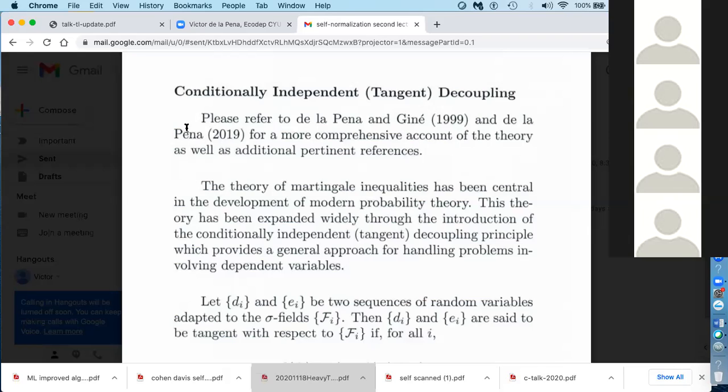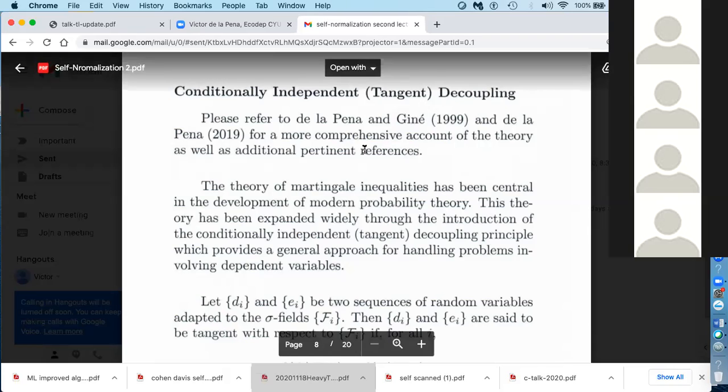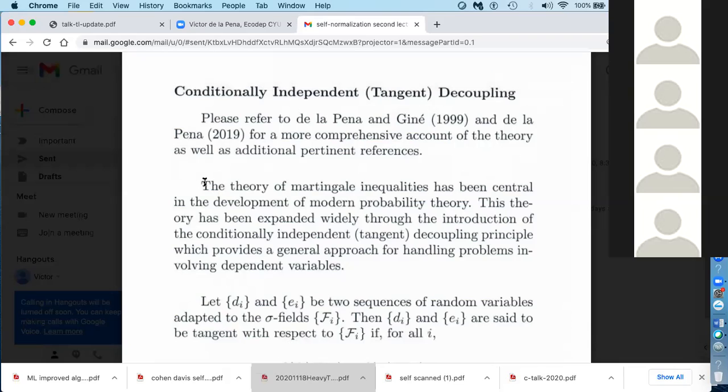At any rate, let me discuss the origin of decoupling. We all know the theory of martingales, which is central to the development of modern probability theory. The theory has been extended widely through the introduction of conditionally independent tangent decoupling.